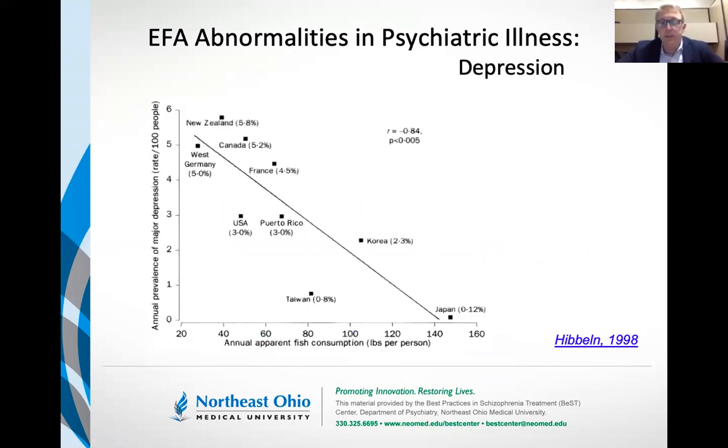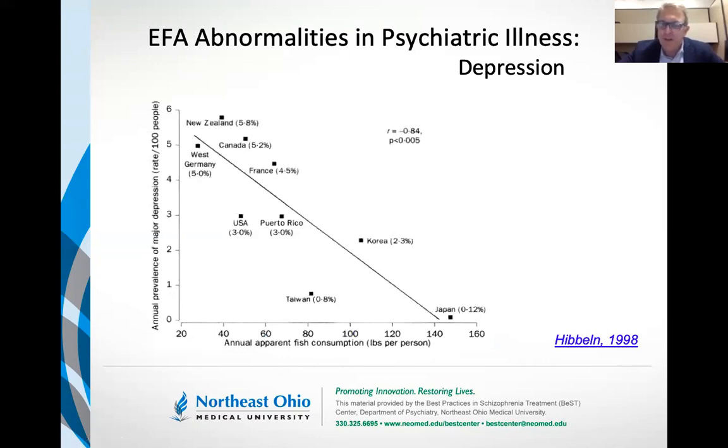Next, let's turn our attention briefly to depression. I mentioned, for example, that DHA is strongly involved in serotonin signaling. And here we have an epidemiologic study, similar to the graph I showed you with schizophrenia outcomes. In this case, it's epidemiological data looking at, on the y-axis, the prevalence of depression in various countries, and on the x-axis, the estimated fish consumption in pounds per person per year.